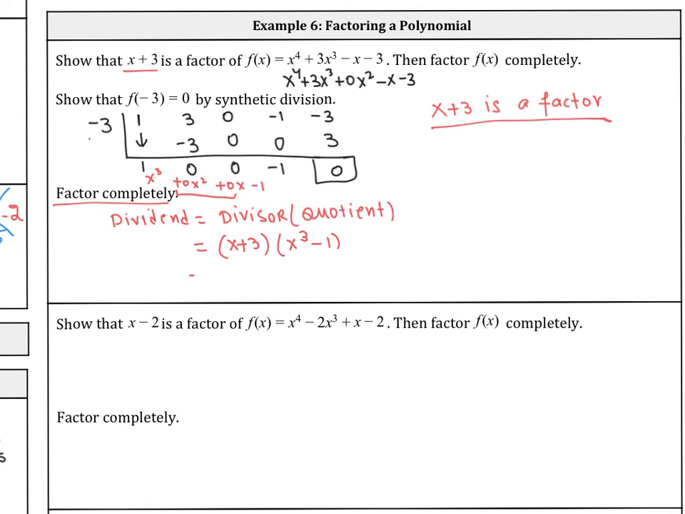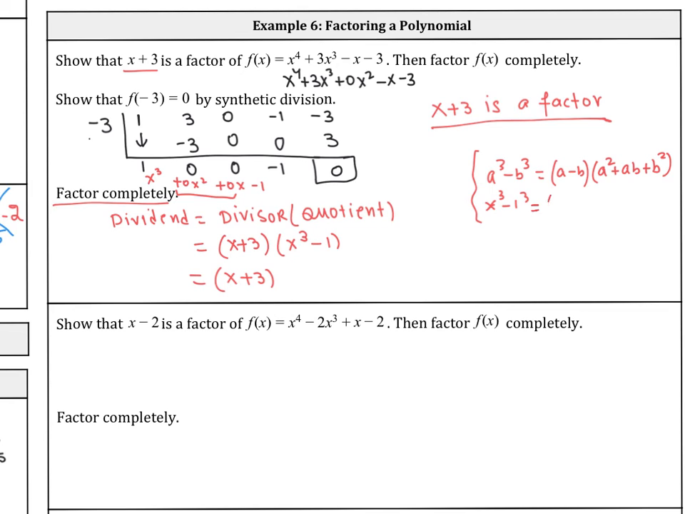Now we are going to apply the cube formula here. A cubed minus b cubed is a minus b times a squared plus ab plus b squared. Now x cubed minus 1 cubed. I'm applying the formula onto this polynomial right here, and I'm writing it as x cubed minus 1 cubed, where a is x and b is 1.